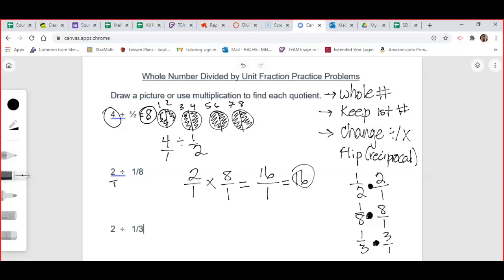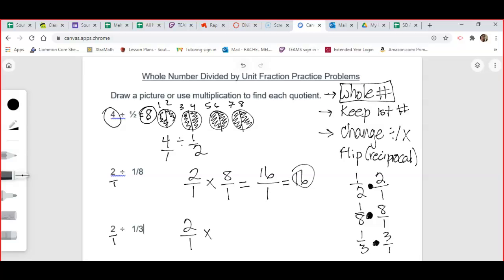Okay. Let's go ahead and do this other last question together. Okay. So I have 2. My first step is to change it from a whole number to a fraction. So 2 over 1. My next step is to keep my first number. So again, I have 2 over 1, like the last question. Okay. Then my next step is to change from division to multiplication.